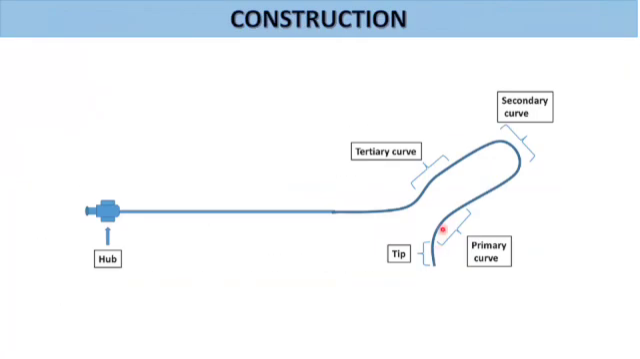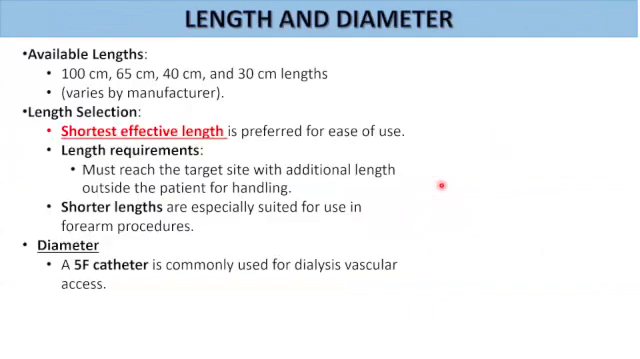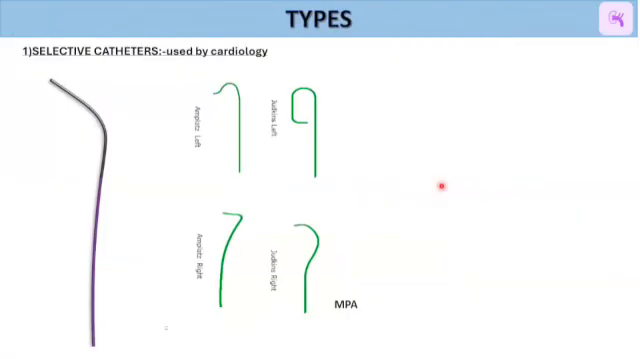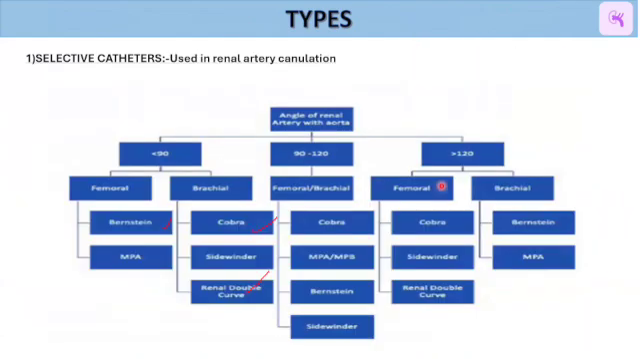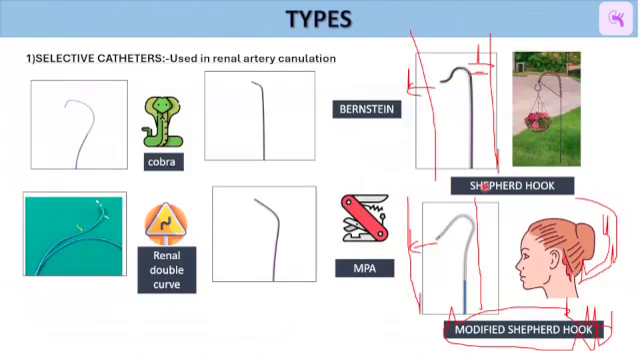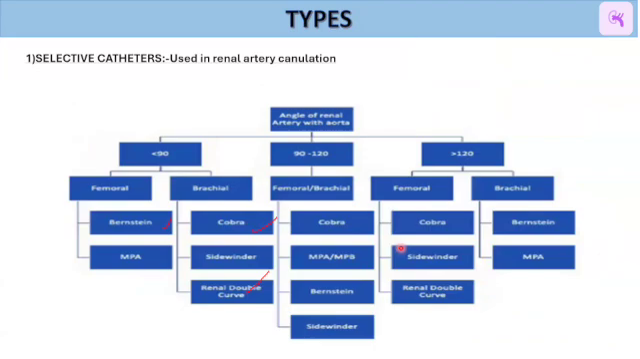This is a primary curve, this is a secondary curve, this is a tertiary curve. The purpose of the secondary curve is to get support to the wall of the aorta. Like in this case, we saw this curve, this occiput supports the wall of the aorta, and this helps to enter the renal artery.